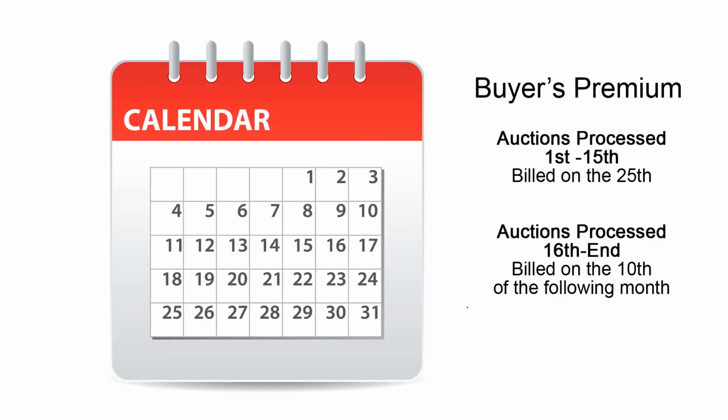One final note about buyer's premium. KBID bills twice a month for buyer's premium based on the date that the affiliates have processed invoices on their dashboard. The date that the invoices have been processed is always displayed on the List Invoices page. All auction invoices that have been processed from the 1st to the 15th of the month will be invoiced from KBID on the 25th of that same month. Any invoices that have been processed by the affiliate from the 16th to the end of the month will be billed on the 10th of the following month.